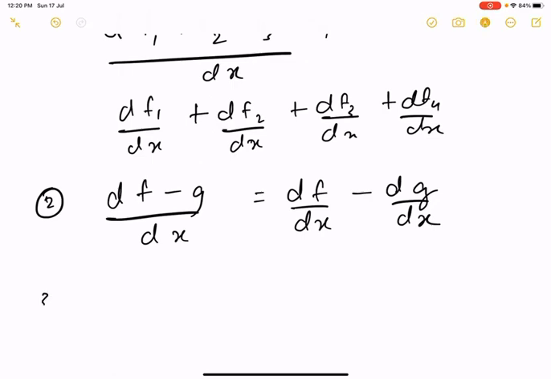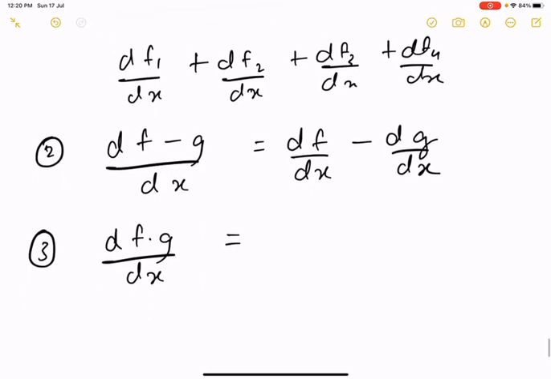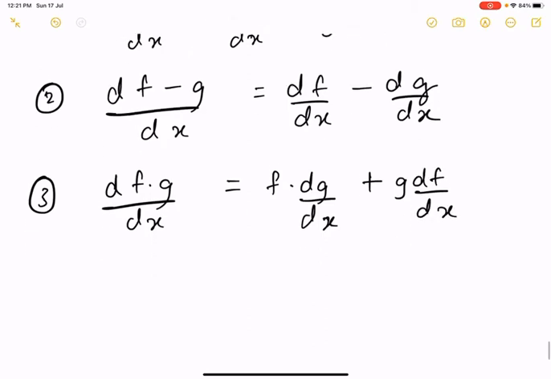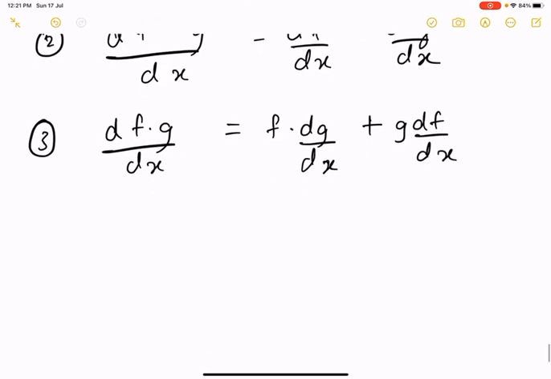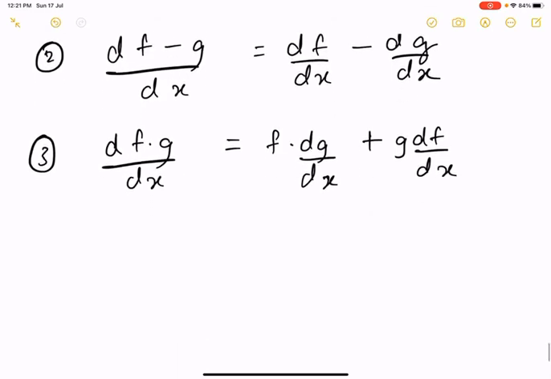Rule number three is multiplication of functions. When you have multiplication of functions, then it is a bit different. It is first function multiplied with differentiation of second function plus second function multiplied with differentiation of first function. If you want, I can give proof for this, and let's see the proof for this.